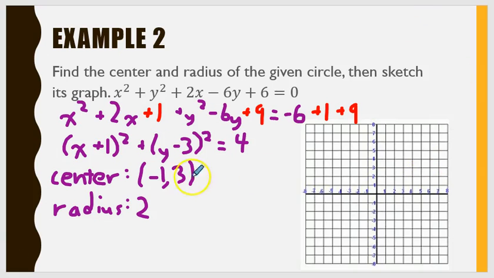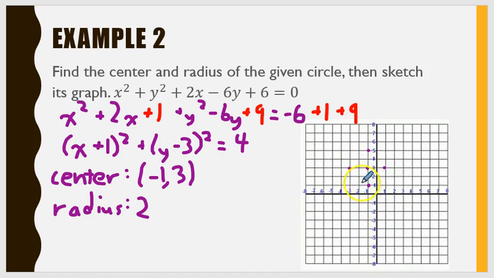For drawing our shape, we're going to start with the center, which is left 1, up 3. So draw a dot lightly. It's not actually part of the circle. And then for a radius of 2, I'm going to measure 2 units up, 2 units to the right, 2 units down, and 2 units to the left, all from around that center.